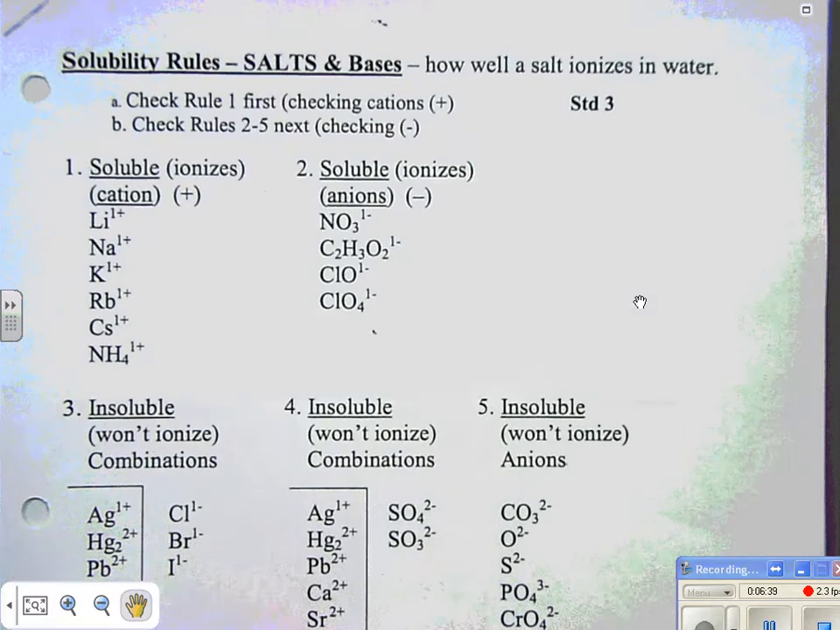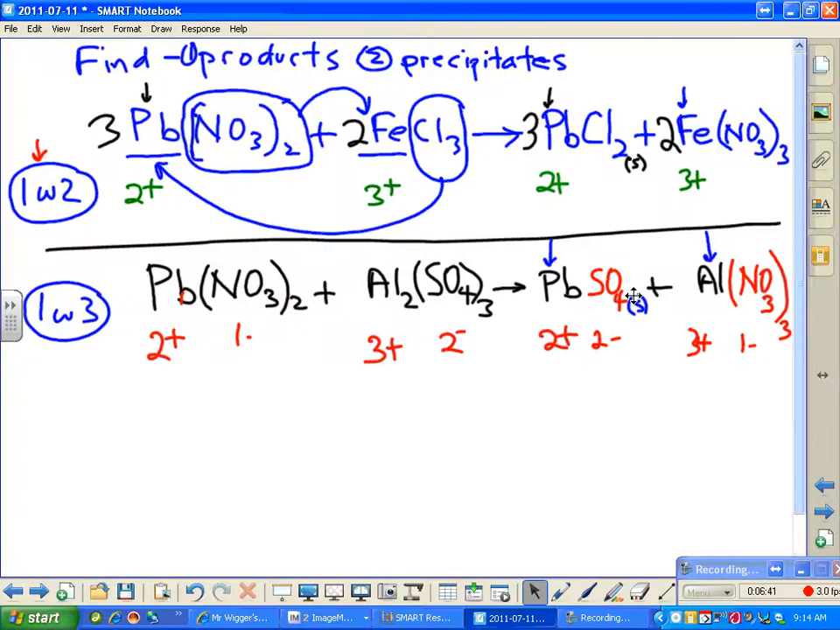You're going to mix the two reactants together, like I did in this slide, and you're going to get your products, and then you're going to check them out on your solubility list and find out whether they're soluble or insoluble. Any questions?